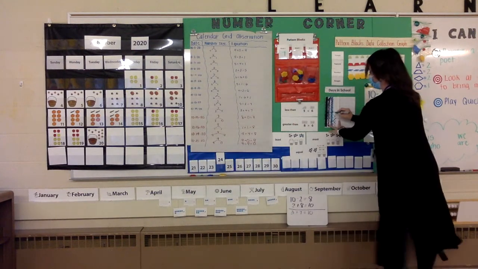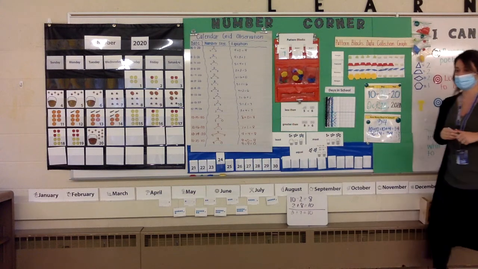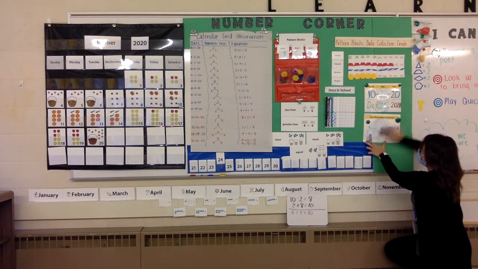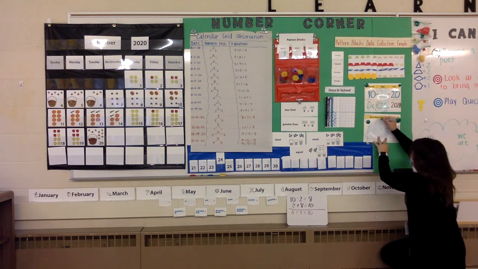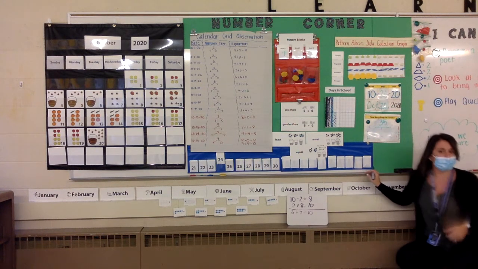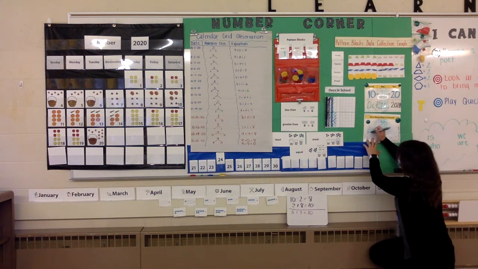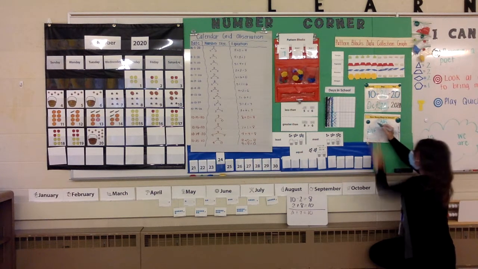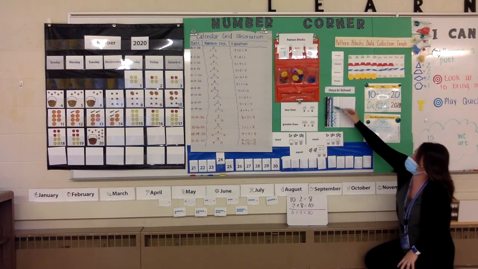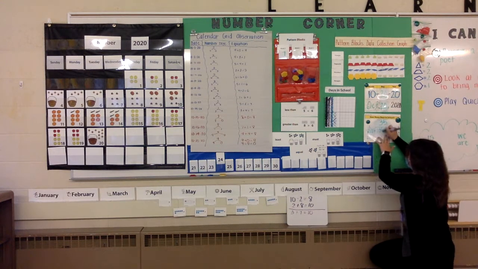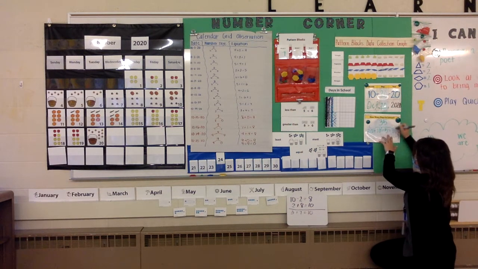Henry, tell us our days in school. 35. How did you figure that out? Yesterday was the 34th, so you know it's 35. Who figured it out a different way? Gavin, what did you do? I knew there's 20, and then I knew there's 35. Oh, so if there's 20, you still need how many more? 10, and then I knew there's 5 more. Good. Then another 10 plus 5, and that equals 35.